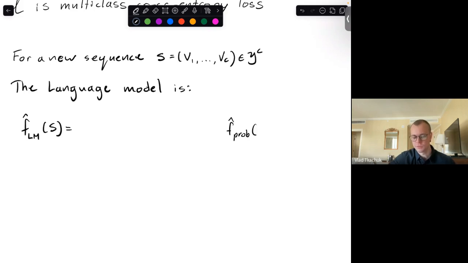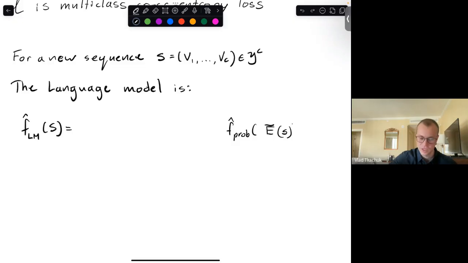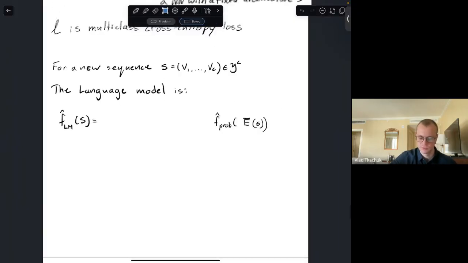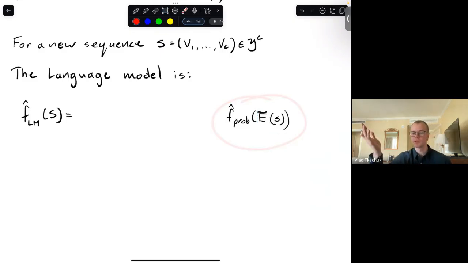How are they going to do that? Well, they're first going to take S and map it into a vector, through this embedding concatenation function. They map that into this vector, which we have seen. Then that is going to go through this probability model. That gives you a probability of each next token.